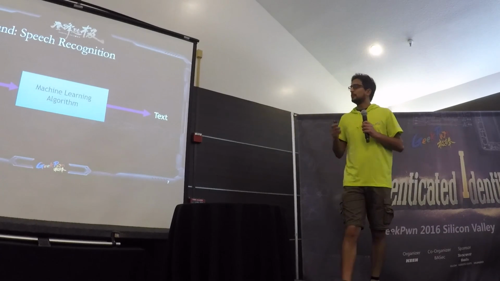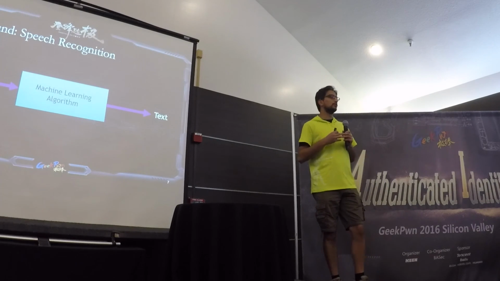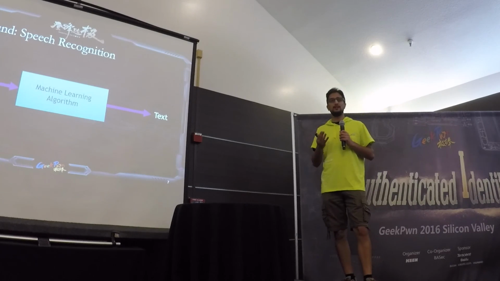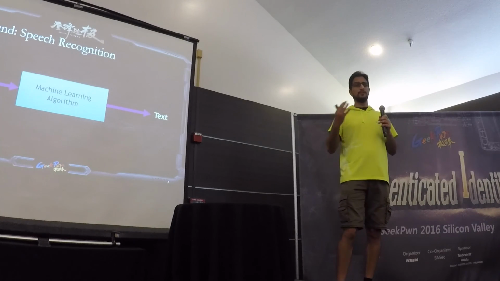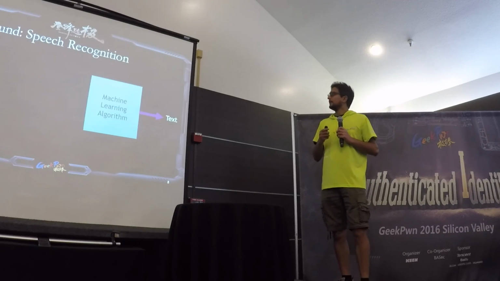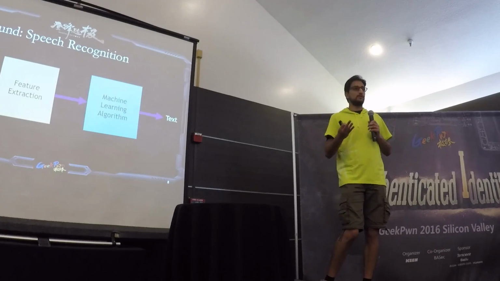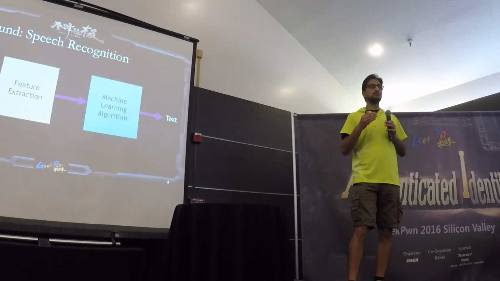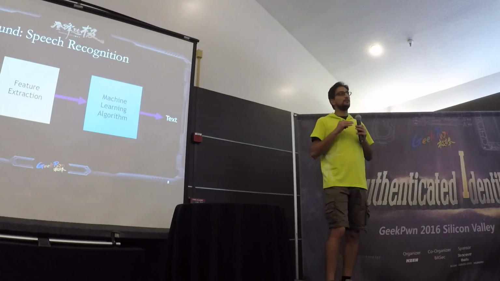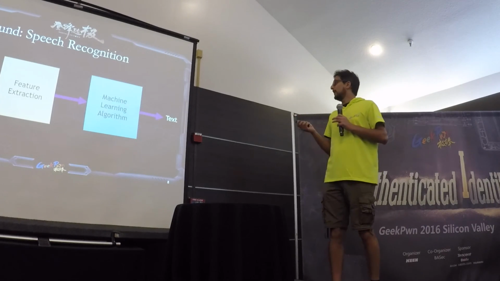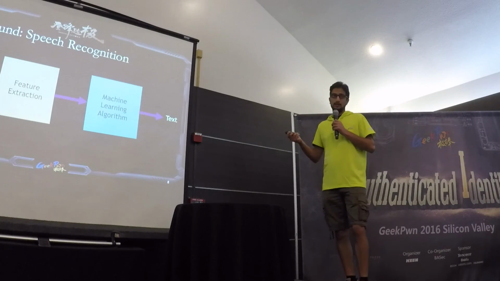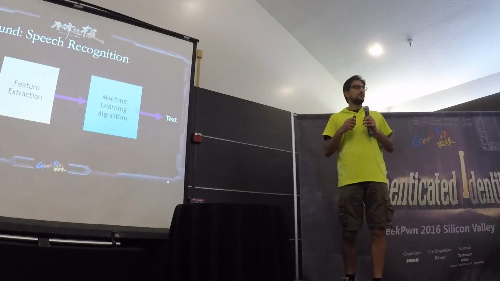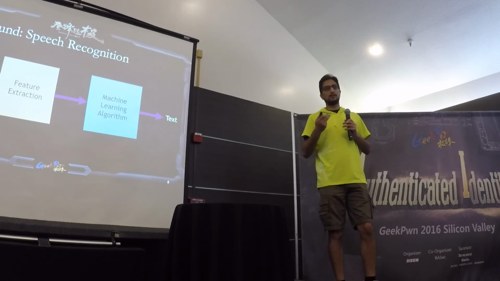Actually, it's not that simple, because the input audio is very high dimensional. Usually the audio is sampled at like 44,000 hertz, and if you have a few minutes of audio, you'll have millions of frames. So before the machine learning algorithm, you have a feature extraction step, which essentially takes the high dimensional input audio and reduces the dimensionality by extracting some relevant features from it before feeding it to the machine learning algorithm. I'm going to go a little bit deeper into this feature extraction box, because this is relevant for understanding the way we generate our attack commands.